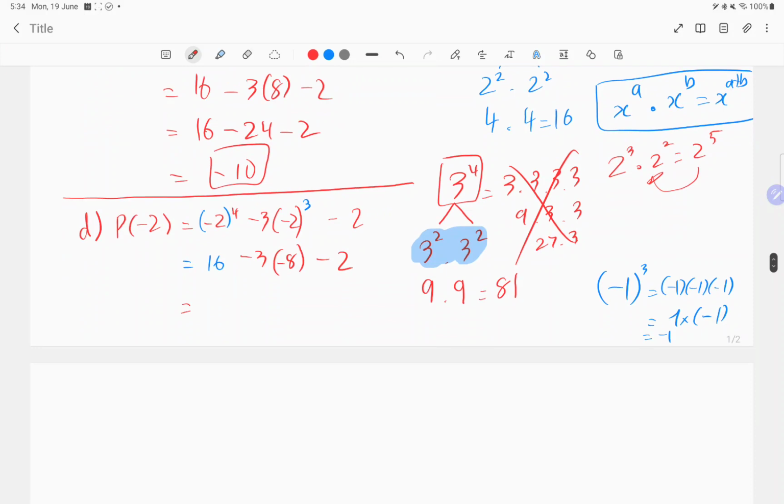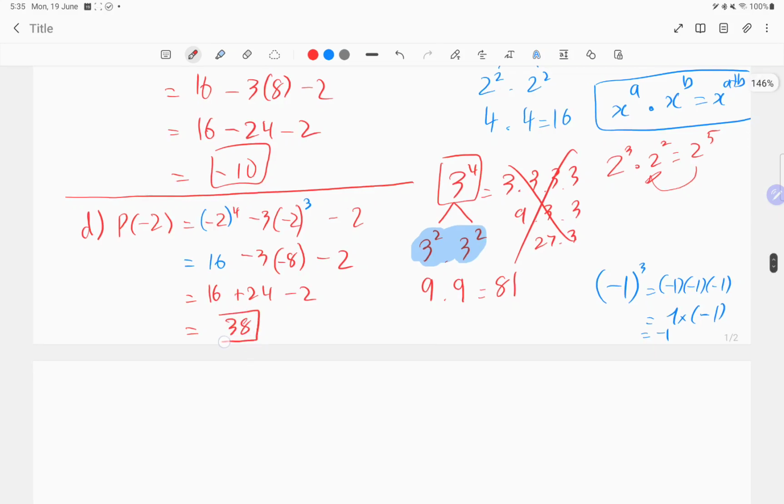Alright, Daniel, complete the rest. I'll start with the 16. Then I'll go negative 3 times negative 8, which is positive 24. Then minus 2. So then I add those two together. So that's 40 minus 2. So that's 38. Yep, the answer is 38, correct.